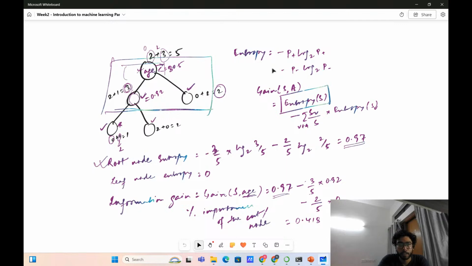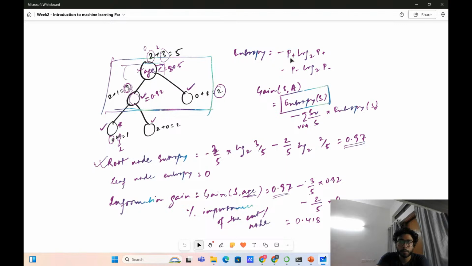Now if you want to calculate the initial entropy, which is the entropy before making the tree, in the total samples you have 5 samples, okay, out of which 2 are value 0 and 3 are value 1.